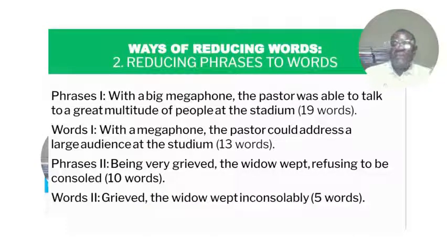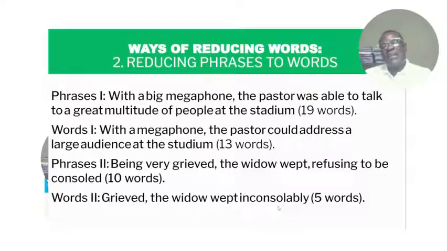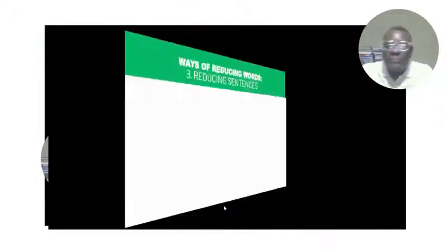And then another example, being very grieved, the widow wept, refusing to be consoled. Okay, so we change being very grieved to simply grieved. Grieved, the widow wept inconsolably. Refusing to be consoled changes to inconsolably. All right, so with this method we were able to reduce 10 words to 5 words.